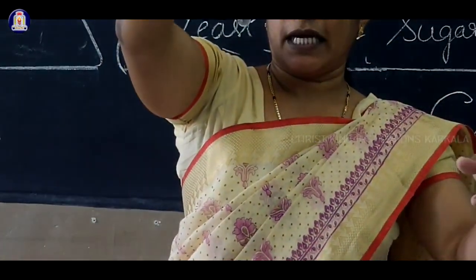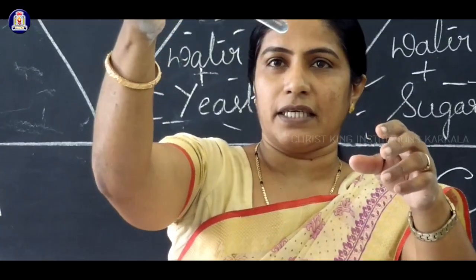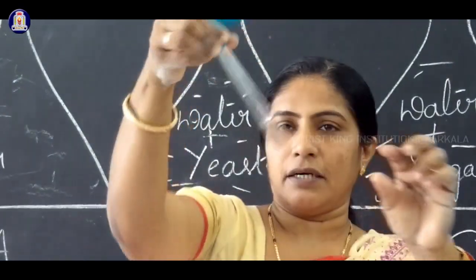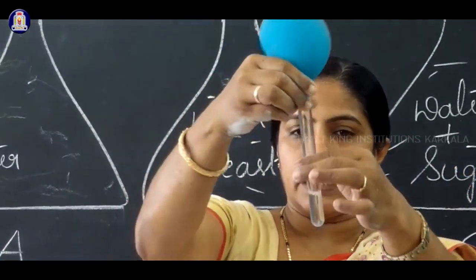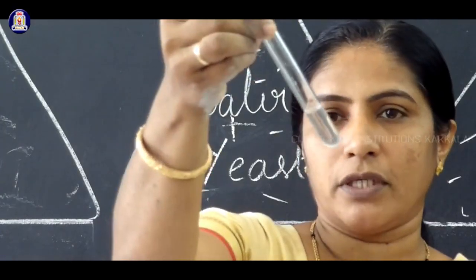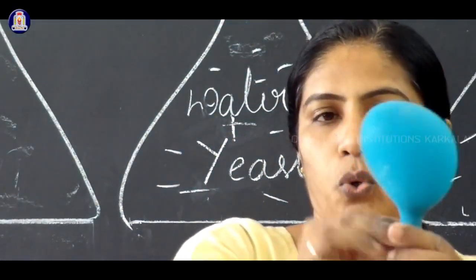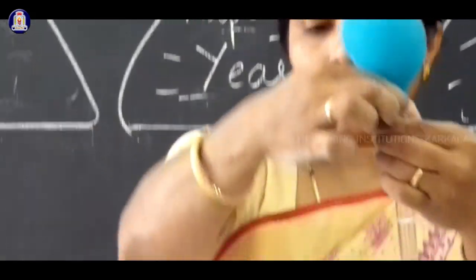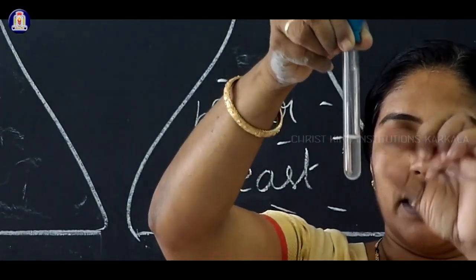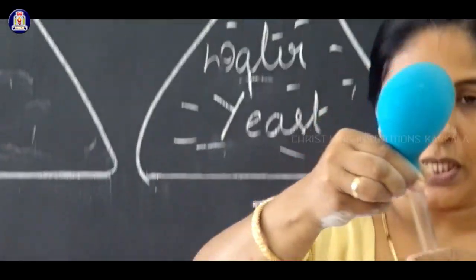The lime water turns milky. That indicates, you can see, first it is clear water, now a formation of a white layer. The lime water turns milky. The reason is that when carbon dioxide mixes with lime water, it turns milky. This indicates the presence of carbon dioxide that is exhaled during respiration.